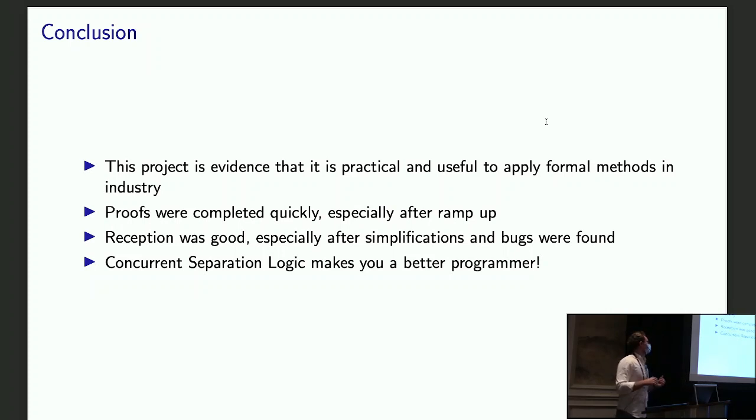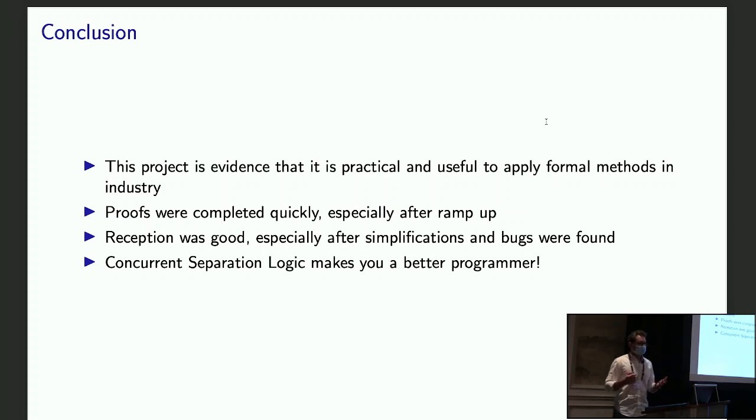And the ramp up on Iris was quite difficult. It's a very powerful framework. It has all the underlying theory that we need, but it takes a while to learn. But the good news is that after you ramp up on it, you can make progress a lot more quickly. So I mentioned we verified 2 queues, and we were able to complete the second proof much more quickly than the first. The reception within the company was quite good, especially after we were able to improve the production code. There are always people who don't completely understand the value of proofs, but everyone understands the value of finding bugs and simplifications.